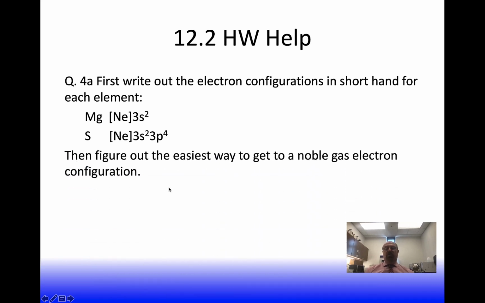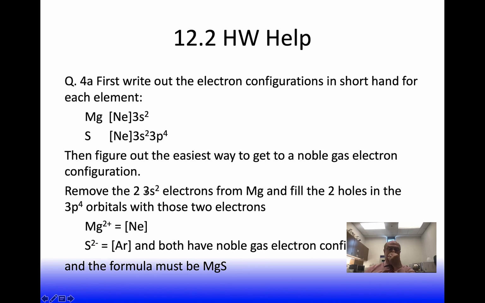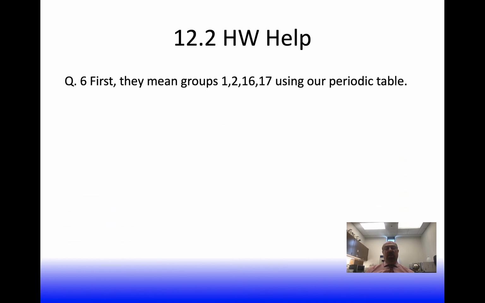So you figure out the easiest way to get there, and that is removing 2 of the 3s electrons from magnesium to fill the 2 holes in the 3p4 orbitals of sulfur. And when we do that, magnesium 2 plus looks like neon, and sulfur 2 minus looks like argon. And they both have noble gas electron configurations, and the formula must be magnesium sulfide. Why? Because for 1 magnesium losing 2, 1 sulfur gains 2, and then they stick to each other through electrostatic attractive force.